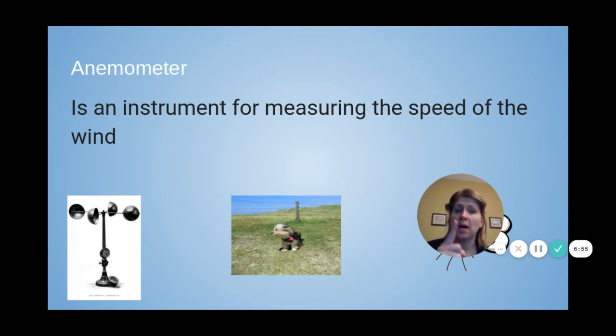All right, so we've talked about temperature. And what measures that? A thermometer. That measures the amount of heat in the atmosphere. Then we have air pressure. And what measures that? A barometer. A barometer measures air pressure. Anemometer measures wind speed.